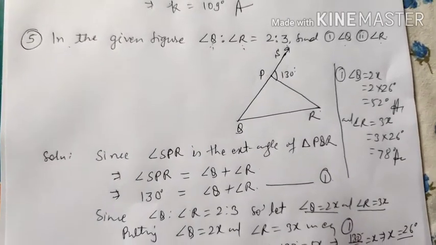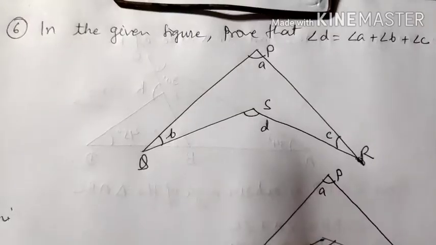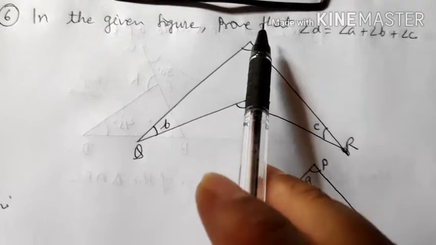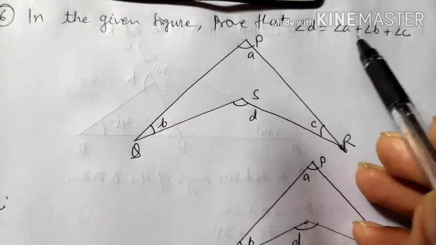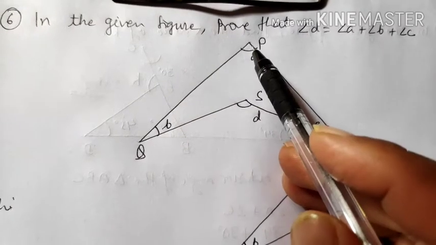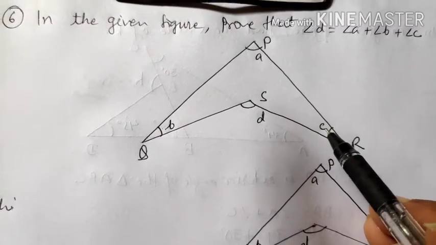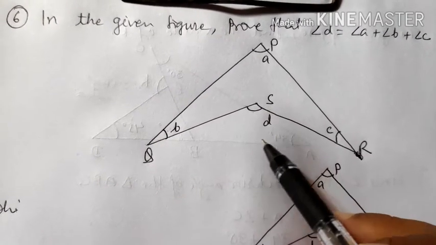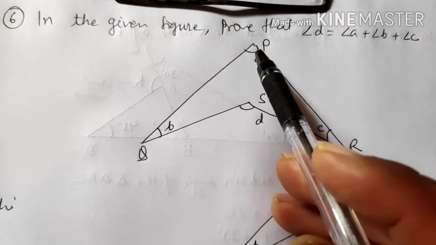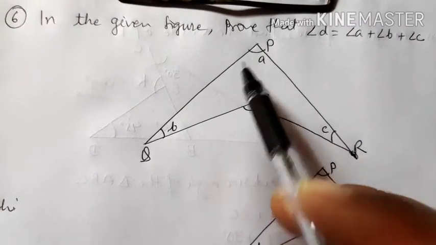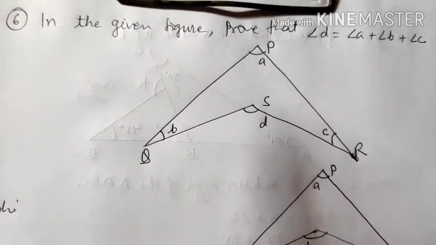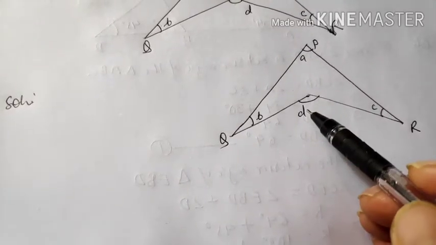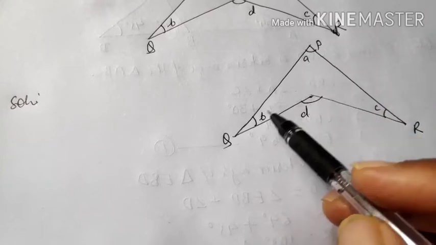Okay. So now we are going to discuss another problem. Now our next question is, in the given figure, prove that angle D equals angle A plus angle B plus angle C. Here it is angle A, angle B, angle C, and angle D. And we have to prove that the measurement of angle D will equal the sum of the measurements of angle A, B and C.